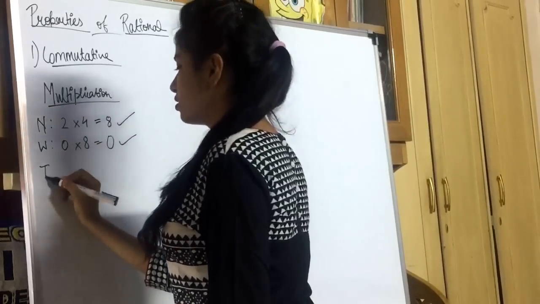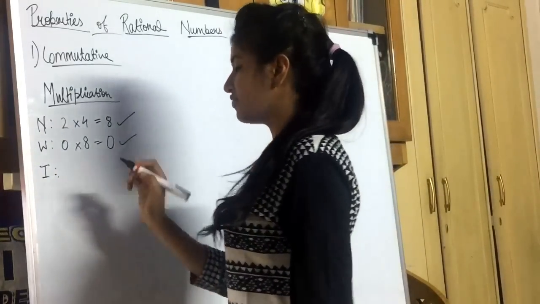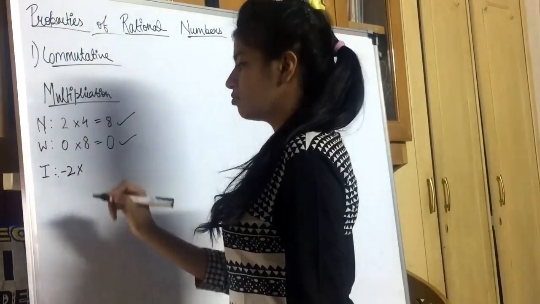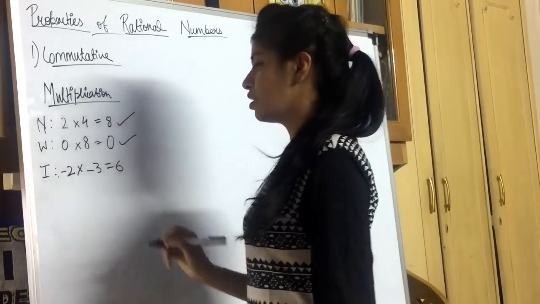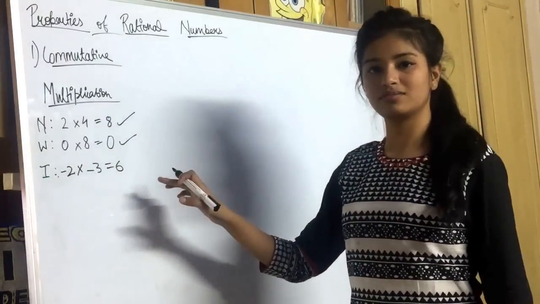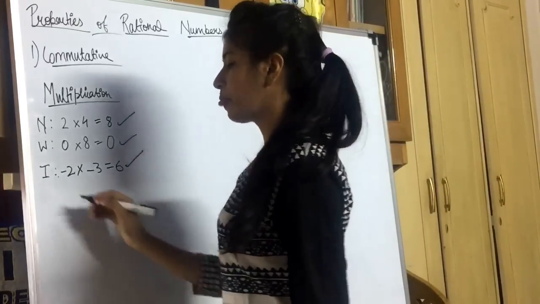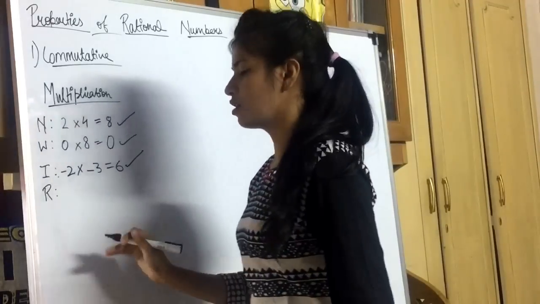Now for integers. If we multiply an integer with another integer, say minus 2 with minus 3, what we get is 6. Is 6 an integer? We all know it's an integer, so it holds true again. Now take rational numbers, which is our focus.